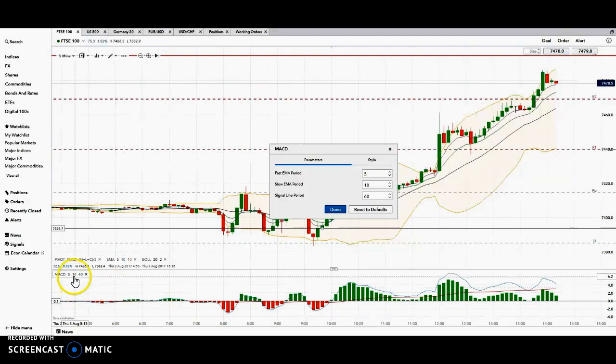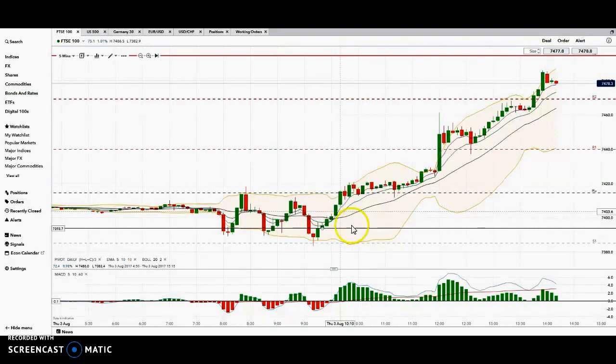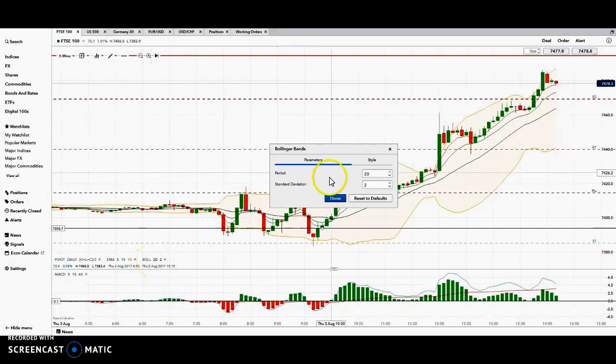The MACD settings are 5, 10, 60, so the 60 is the red line. Okay. And then we've got the Bollinger Band as well. As you can see there, that's the default settings of 20. So the 20 period on the Bollinger Band equates to a 20-day moving average, which is very helpful.